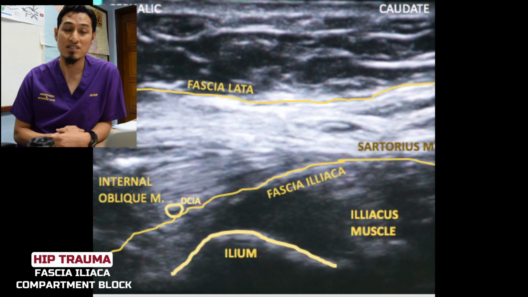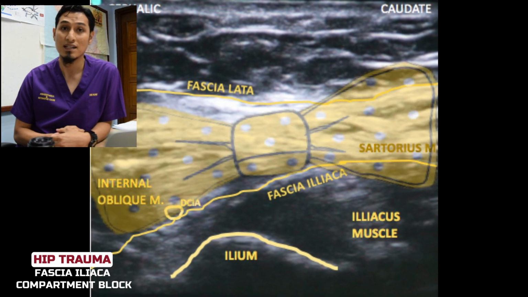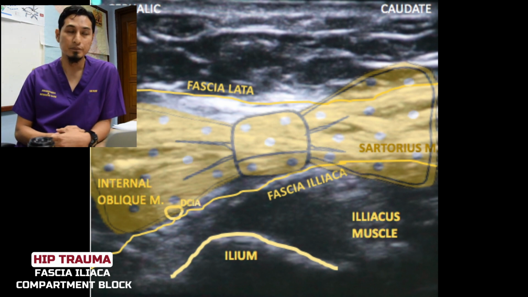Ilium is identified as a rounded, hyperechoic rim with hypoechoic shadow below it. Some describe this as bow tie sign. Both ends of the bow tie represent the muscle. On the cephalad side is internal oblique and on the caudal side is the sartorius.